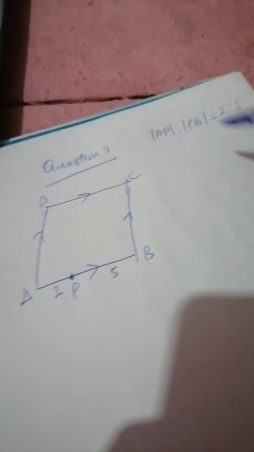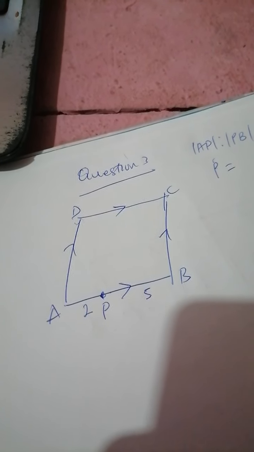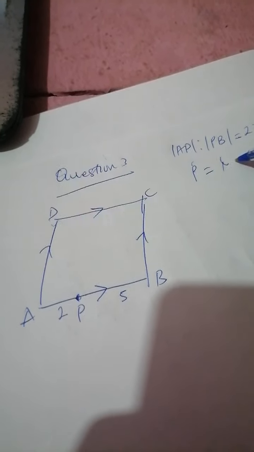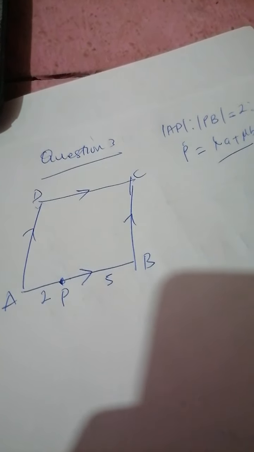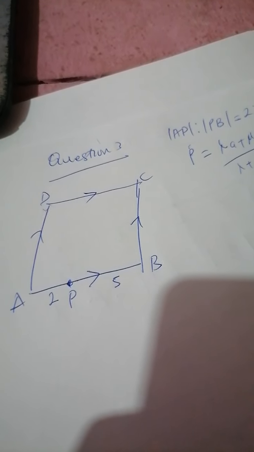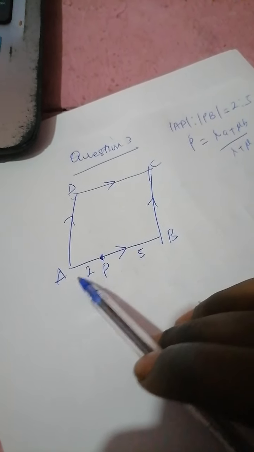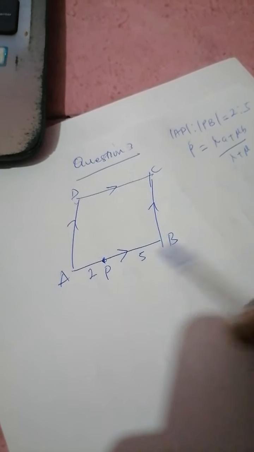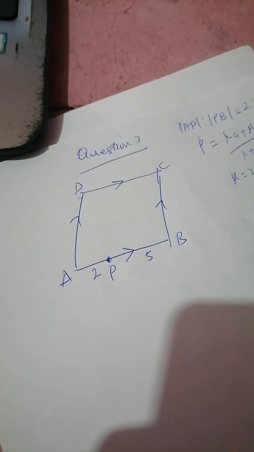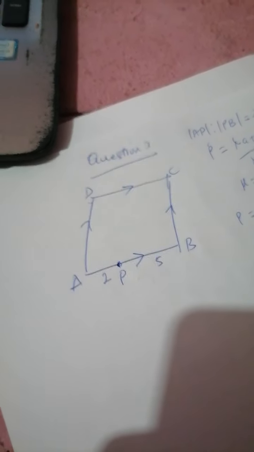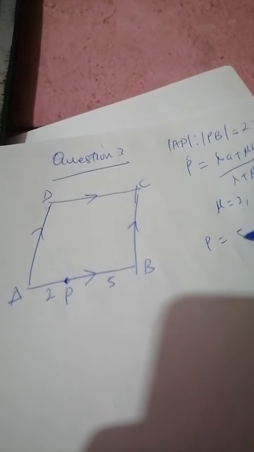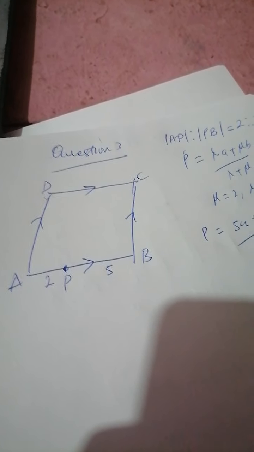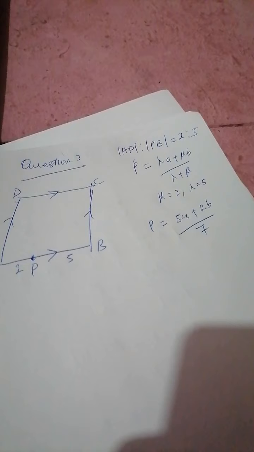Okay, so based on this ratio, we know that P is actually some lambda A plus some mu B over some lambda plus mu, right? Now in here, P is dividing this into 2:5, here the mu is 2 and the lambda is 5. So mu is 2, lambda is 5, right? So your P is just 5A plus 2B over 5 plus 2, 7. So that's P.